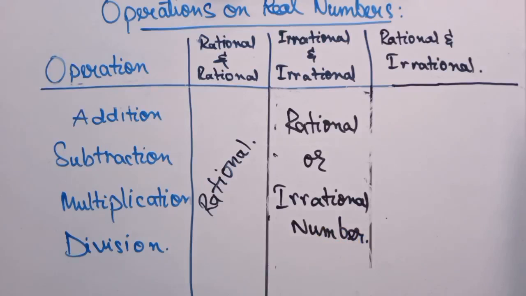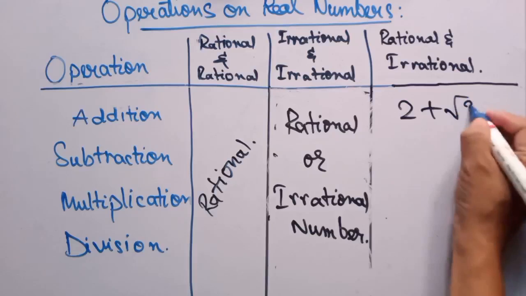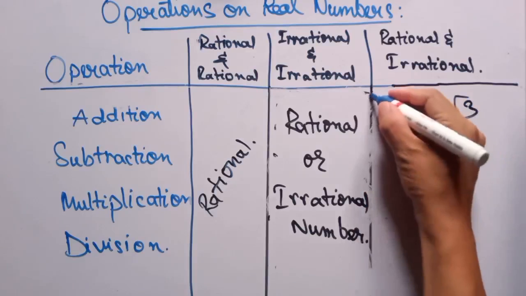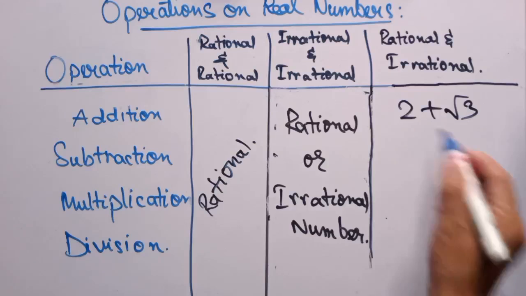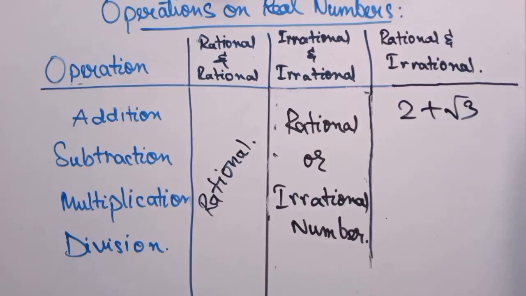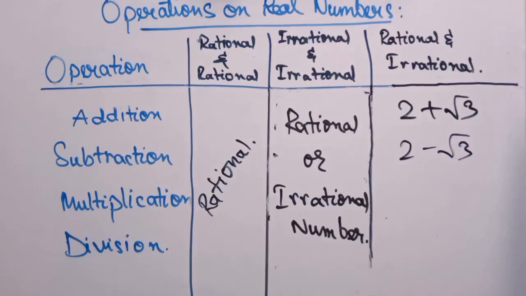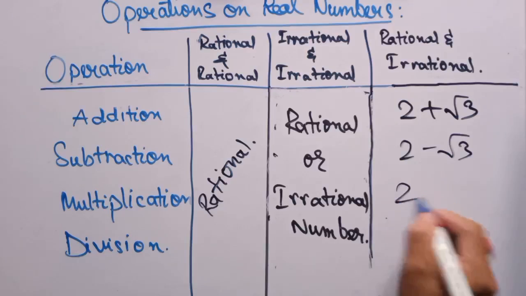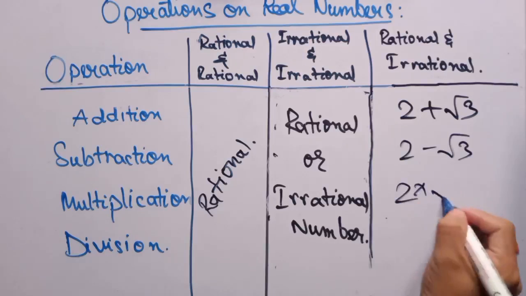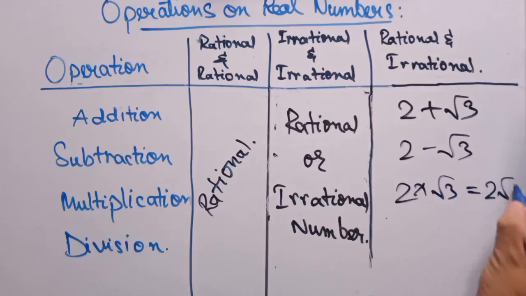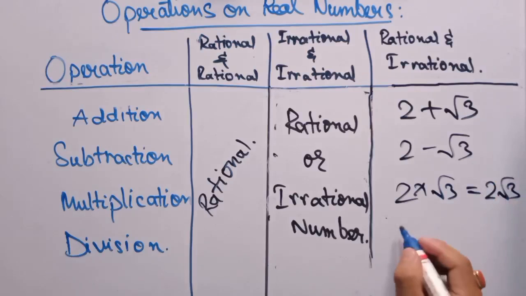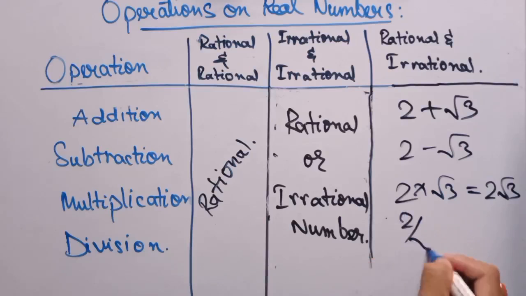Now let us discuss the operation between a rational number and an irrational number. Let us take the example of 2 plus root 3. Here 2 is a rational number and root 3 is an irrational number. So if we add these two numbers, we will get 2 plus root 3 as a sum, which is an irrational number. Same in the case of subtraction, 2 minus root 3, we get 2 minus root 3 as the difference, which is also an irrational number. For multiplication, if we multiply 2, which is a rational number, by root 3, which is an irrational number, we will get 2 root 3, which is an irrational number. Same is the case of division. If we divide 2 by root 3, we get 2 by root 3 as the quotient, which is an irrational number.